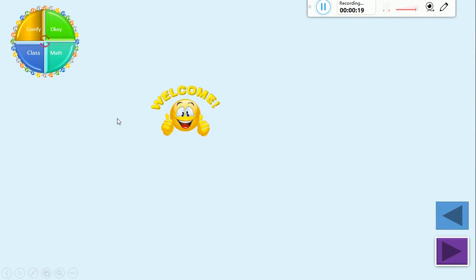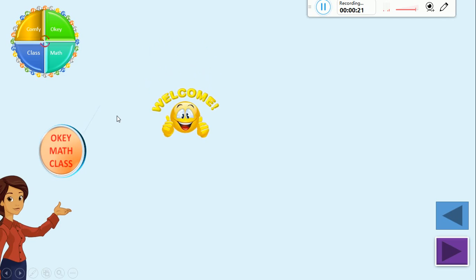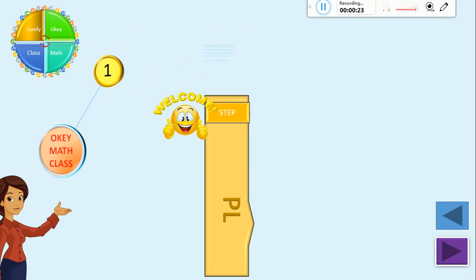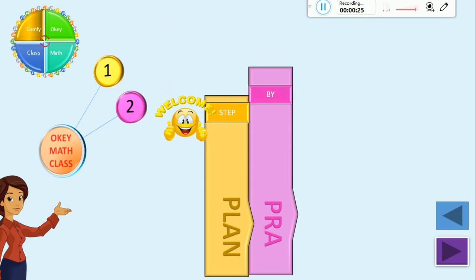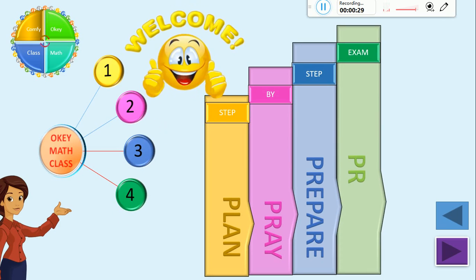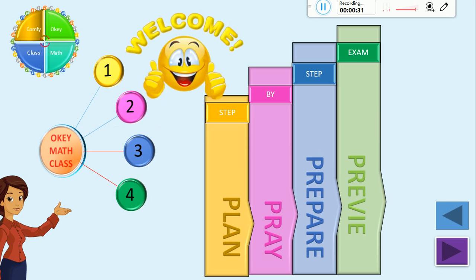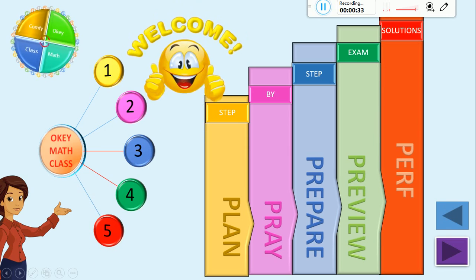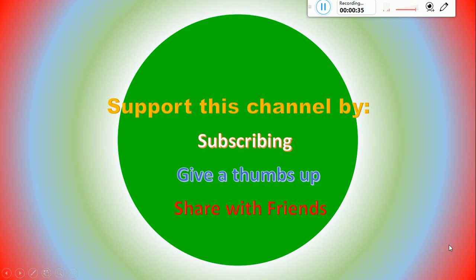Steps to exam success. Step 1, plan. Step 2, pray. Step 3, prepare. Step 4, preview. Step 5, perform. These are the 5 steps.